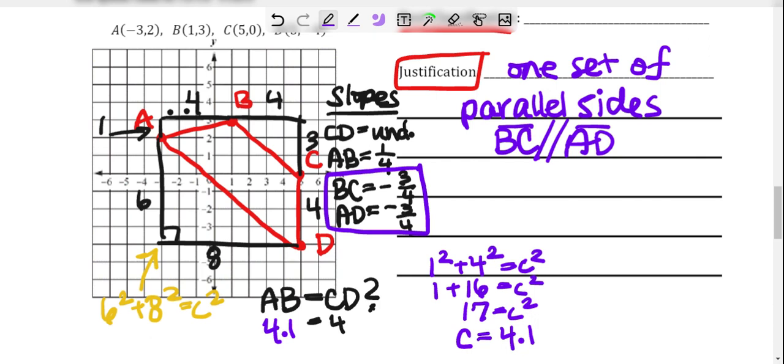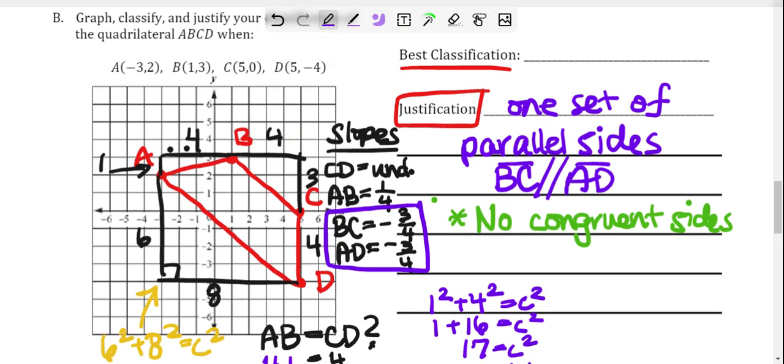4.1 is not the same as 4, so we do not have a set of congruent sides at all. We have one set of parallel sides. We have no congruent sides. The best name that I can think of for this is just a trapezoid. Thank goodness for slope, because it's a really fast question. Once we use slope, we don't have a right trapezoid. We don't have an isosceles trapezoid. Slope tells me it is just one set of parallel sides, no congruent sides.